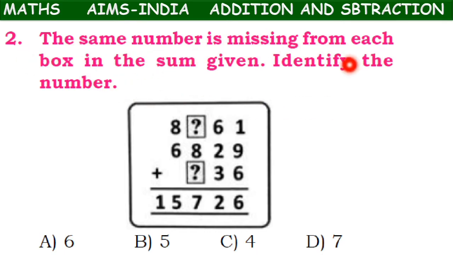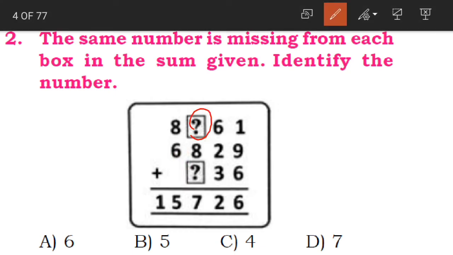The same number is missing from each box in the sum given. Identify the number. Yes, we already know how to identify the missing numbers. Now what are they saying here? Now the same number should be written in both the boxes. Let us start adding from the ones place. Why am I adding means, see, there might be some carry forward of numbers, right? So here they did not give carry. So I am adding to find out the carry forward.